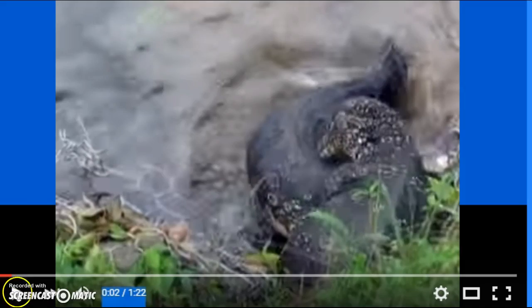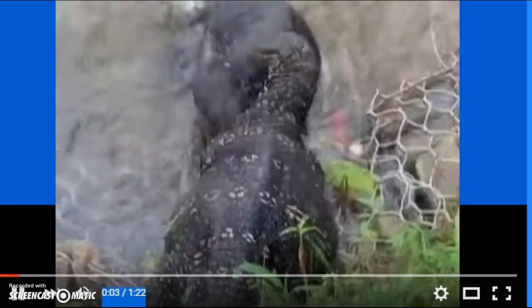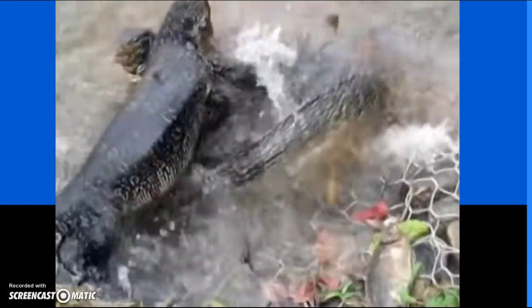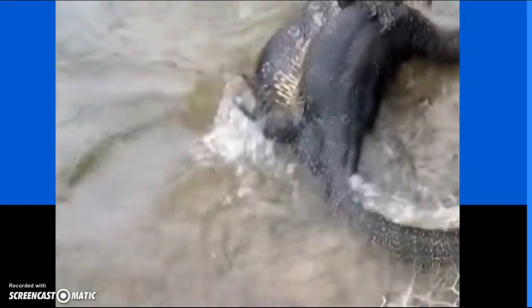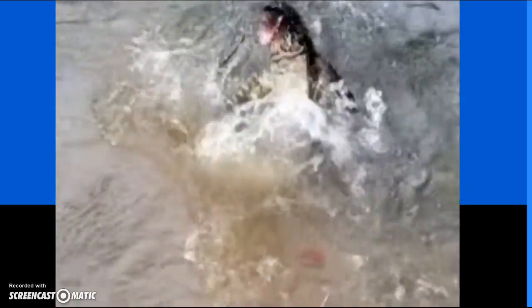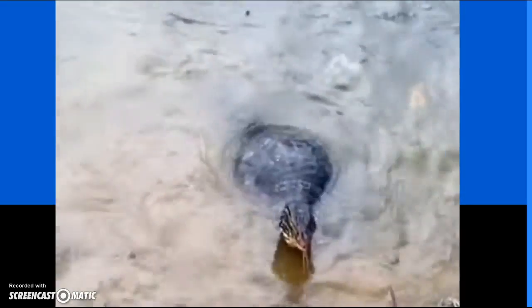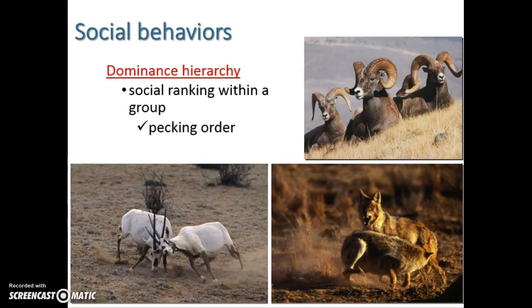So this is showing you an example of agonistic behavior. These are monitor lizards that are fighting to compete for the privilege of mating with a female. So these are male monitor lizards. These pictures here show some more agonistic behavior.